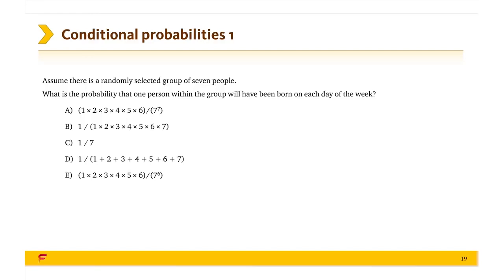So we have 7 people, and what's the probability that one person within the group will have been born on each day of the week? So I'm gonna write it down, we're gonna have 7 people. And what we're gonna do right now is construct the overall probability of this state by steps, one by one. So the probability that we have one person who has a birthday on some day of the week, well, that's of course a quite useless event because every person has a birthday on some day of the week. So that probability is 1.